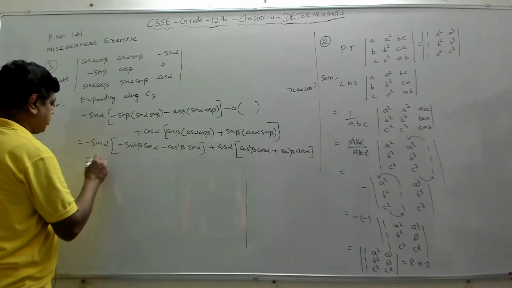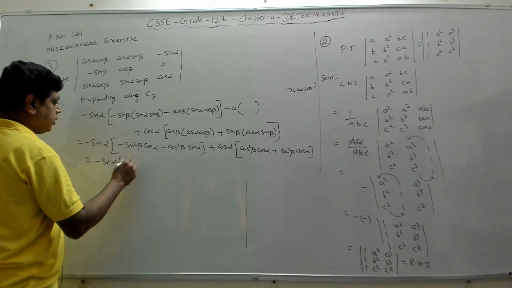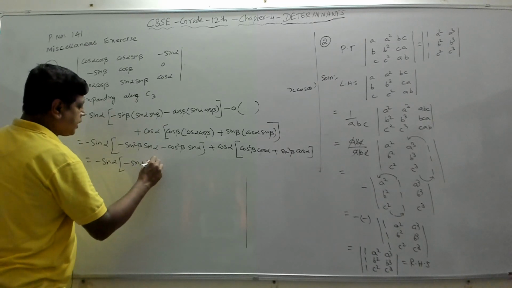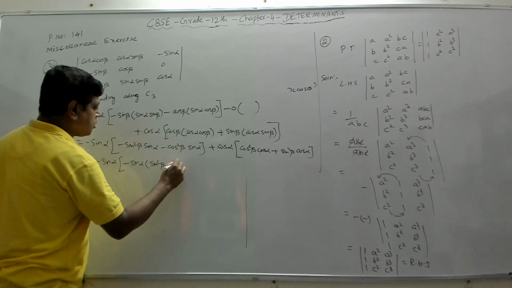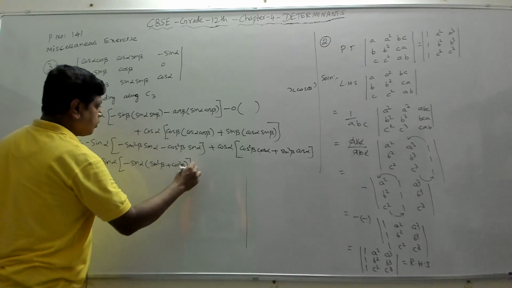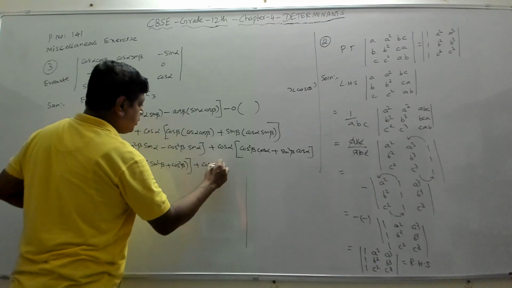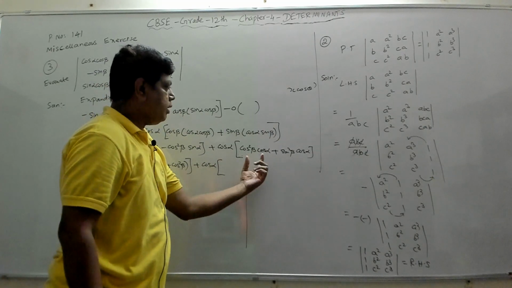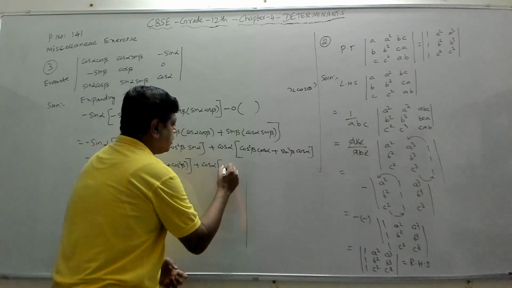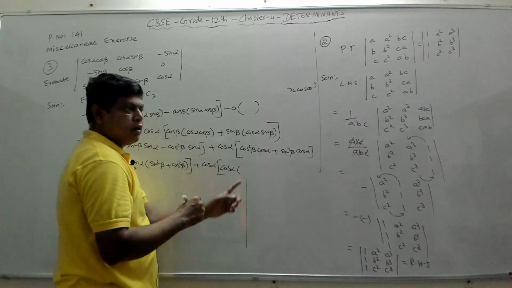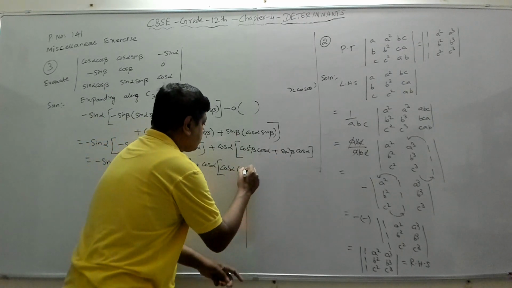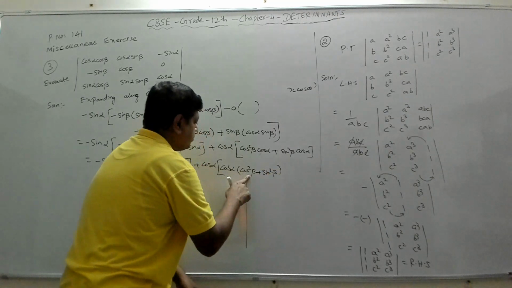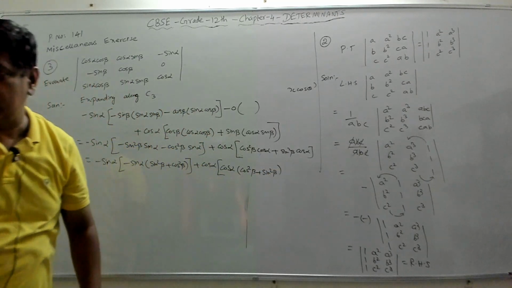Now again, so this will become minus sin alpha into, if I take here minus sin alpha common, I'll get sin square beta plus cos square beta. Then plus cos alpha into, if I take in these two, if I take cos alpha common, the cos alpha will come, I'll have cos square beta plus sin square beta. So cos square beta plus sin square beta. Fine.